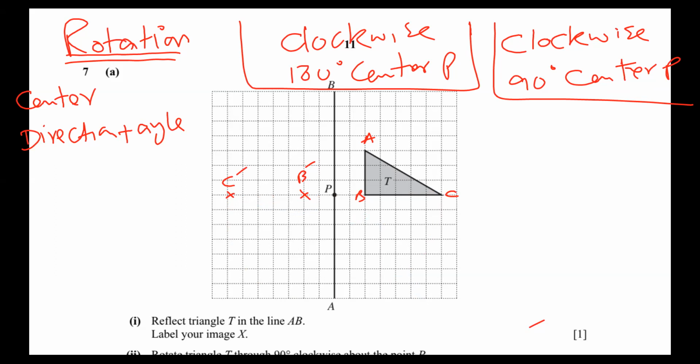Now, the last and harder part is here. The harder part is how to do A dash. So let's count. 3 and 2. I repeat again. From center P, 3 boxes in this way and 2 boxes this way. So let's count. 3 and 2. It means 3 this way and 2 downwards. I got 90 degrees. How is a 90 degree count possible?